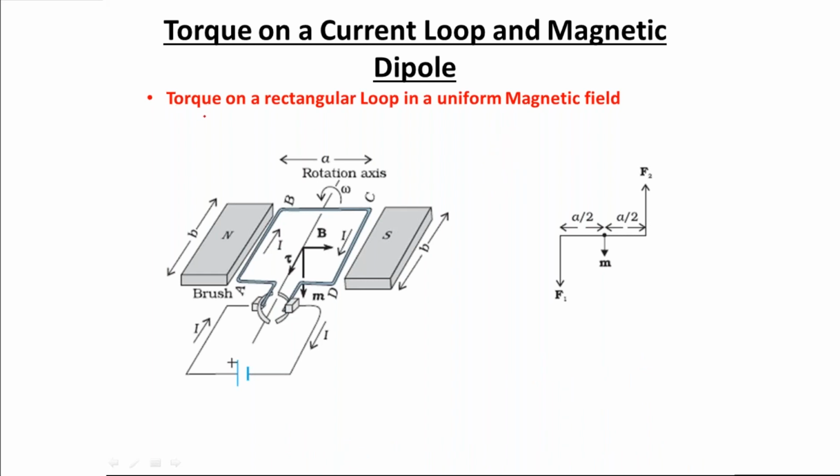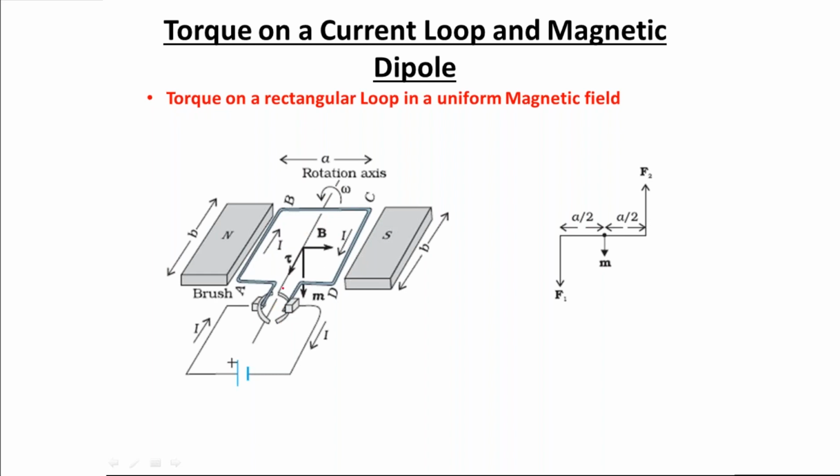And see, behind the working of a motor, we have a principle which we are learning today. That is, when a rectangular current carrying loop is placed in a uniform magnetic field, it will experience a torque, and that torque will rotate the loop itself in the uniform magnetic field, about an axis passing through the middle.